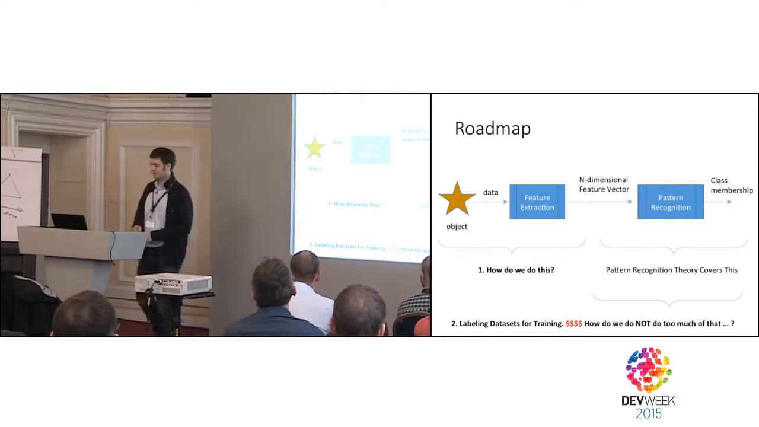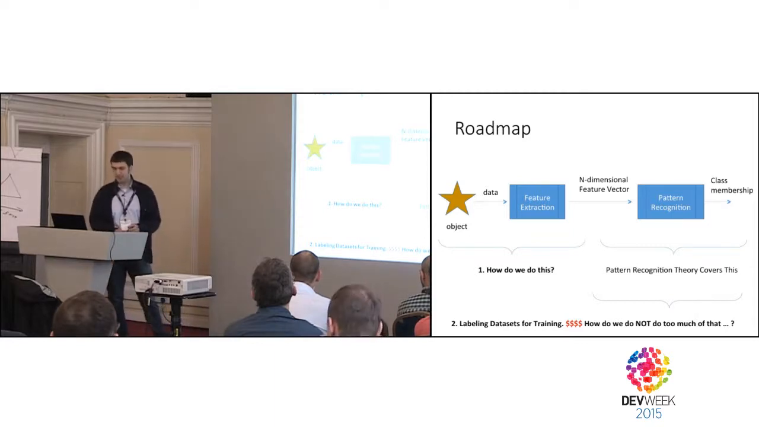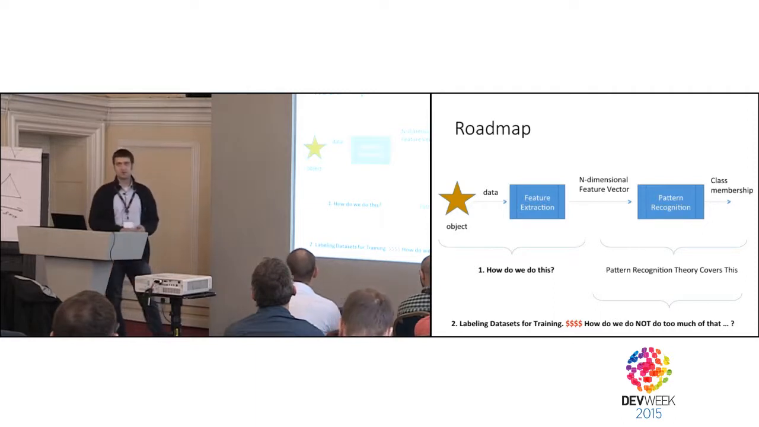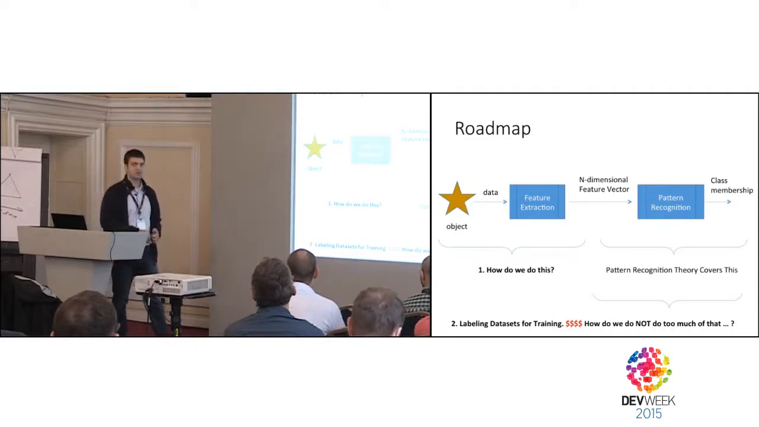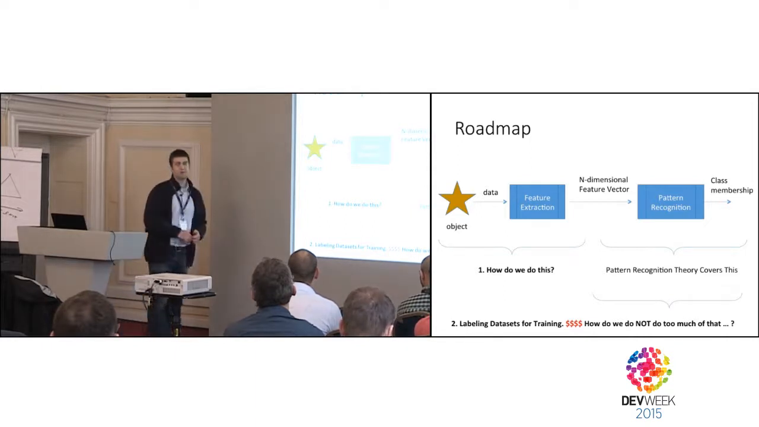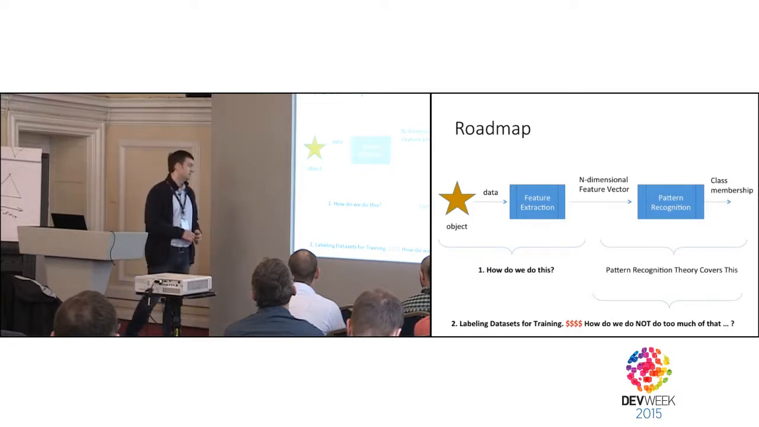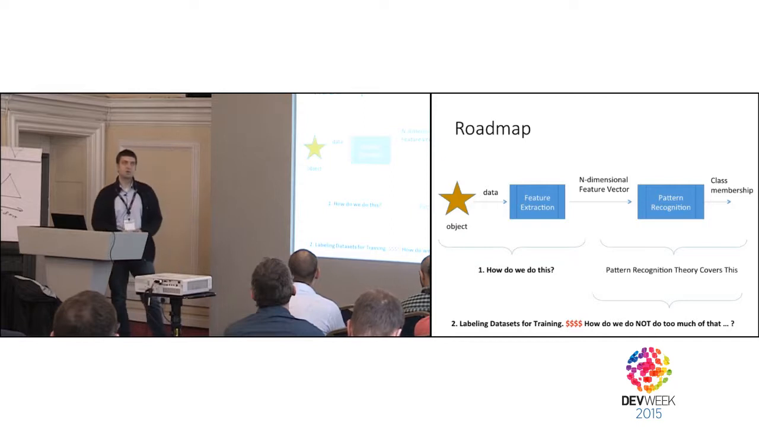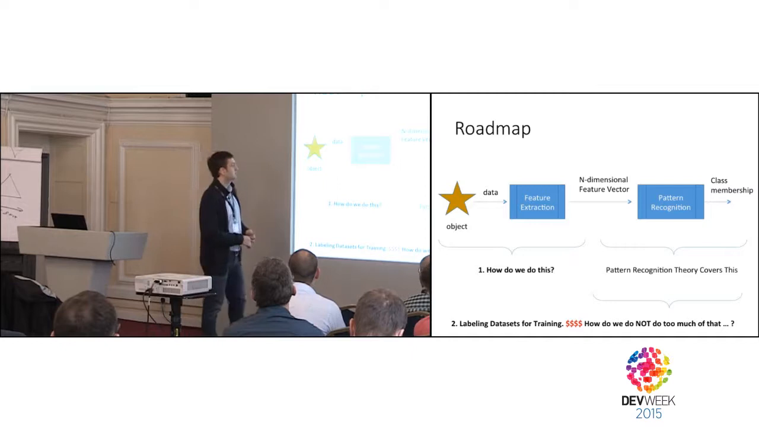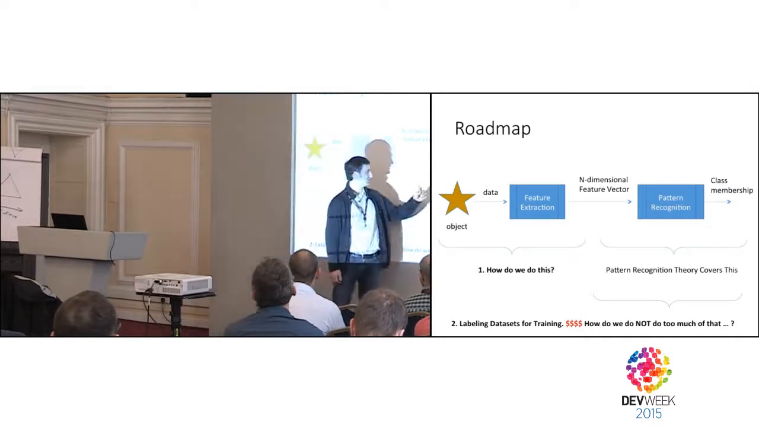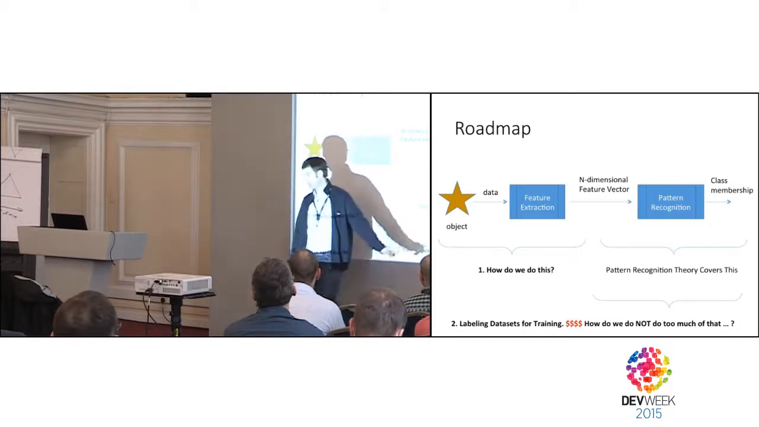As the number of training examples must be quite high for pattern recognition, labeling these data sets to train the classifier can sometimes be a costly and lengthy process. So one of the targets that we want from deep learning is to not do much of this labeling part.